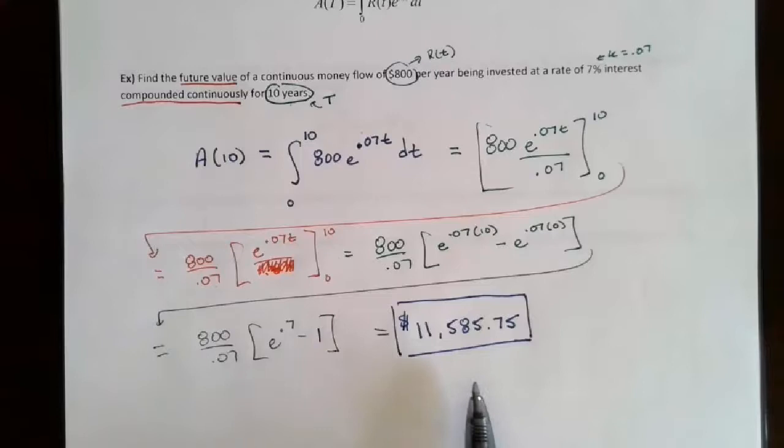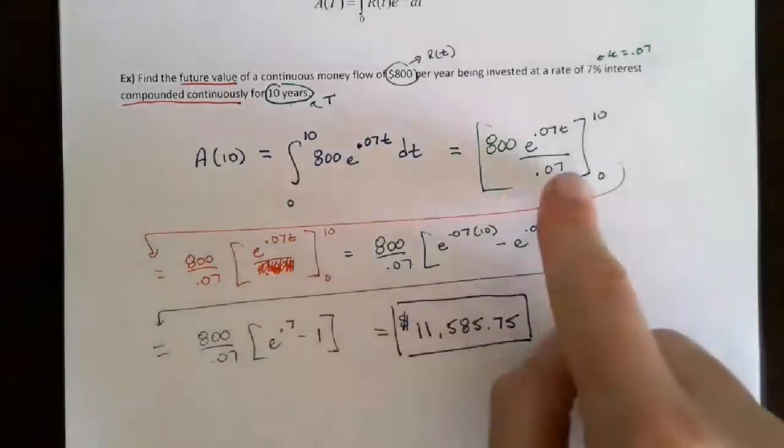after 10 years. Now, if you wanted to know how much you earned in interest, it's a little different than what we did before, because you put in 800 per year. So you'd have to do 800 times 10, which would give you 8,000, and then subtract that from here to get the actual amount of interest you earned.